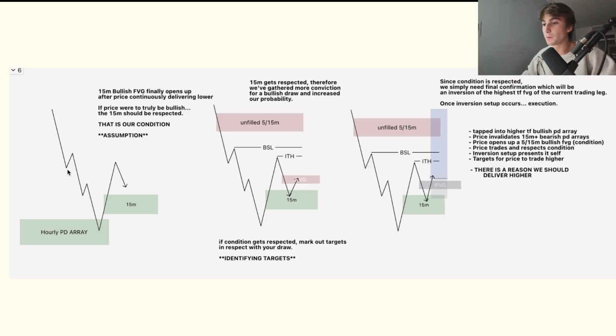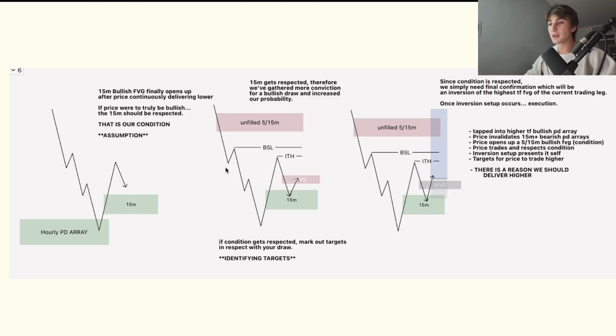If price is trending lower, right, and we hit this hourly PD array, and we get that bounce up, and we create that 15-minute fair value gap, which is going to be our condition, this will be our assumption. So a 15-minute bullish fair value gap finally opens up after price continuously delivering lower. We then hit that hourly PD array. If price were to truly be bullish, this 15-minute should be respected. That is our condition. So far, all we have is an assumption. We are assuming that if this 15-minute gets respected, then we should seek higher prices. If it gets ran through, we should seek lower prices.